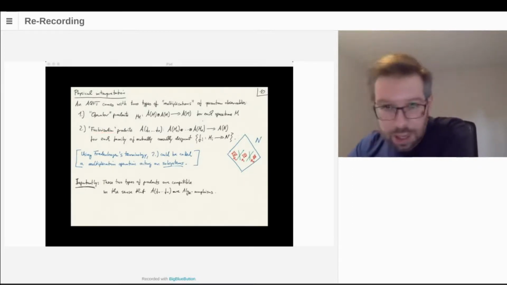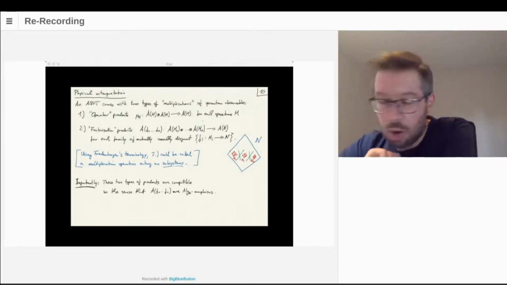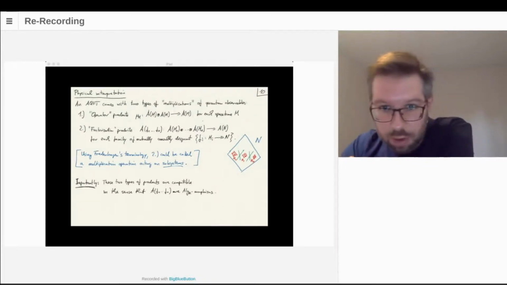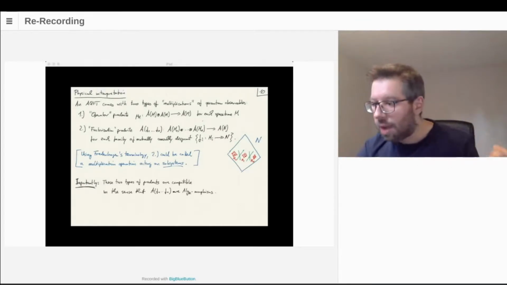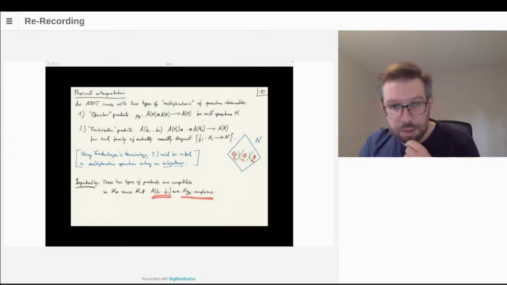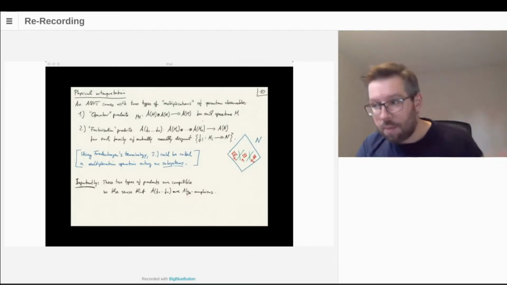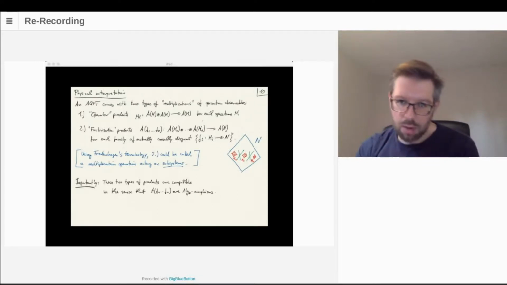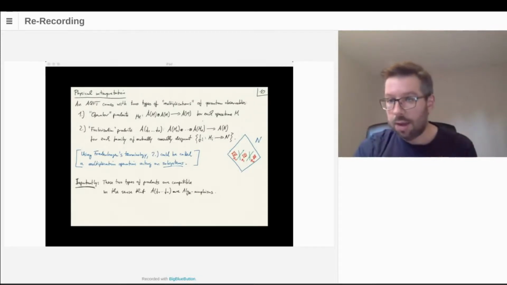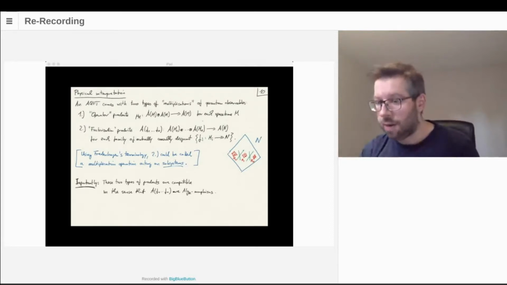And importantly, the key is that these two types of products are compatible. Compatibility is expressed in the statement that each of these factorization products preserves the algebra structures of the operator products. And this compatibility is the key to understanding Einstein causality as an Eckmann-Hilton argument. Okay.